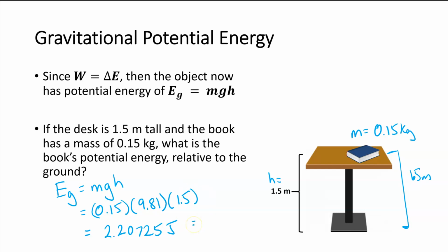And if we're looking at significant digits, our data has 2 sig digs. So we should only have 2 sig digs. So we should have 2.2 joules of stored energy in that book.